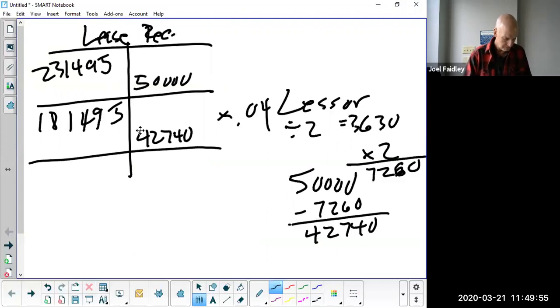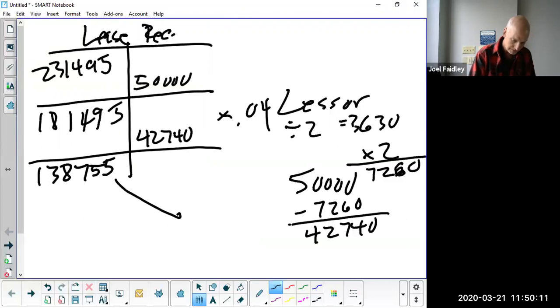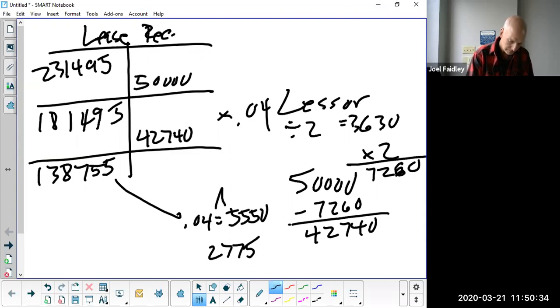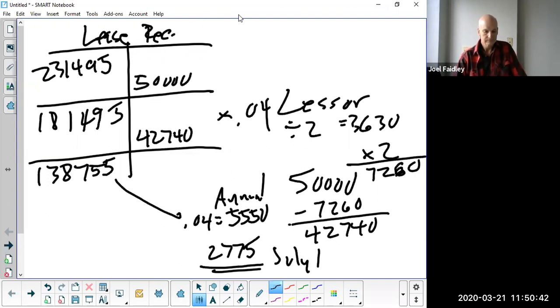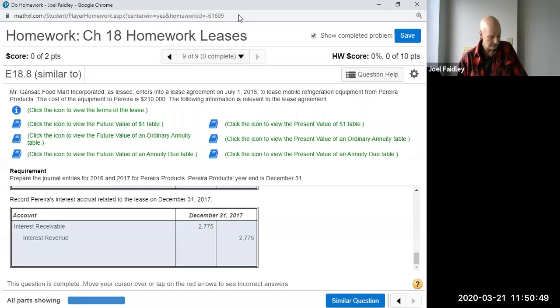So the next year, 181,495 minus 42,740, 138,755. So that times 4%, annualized is 5,550, but remember, this is 6 months. So that divided by two is 2,775. This is for July 1. Hopefully that's right. There it is, 2,775.